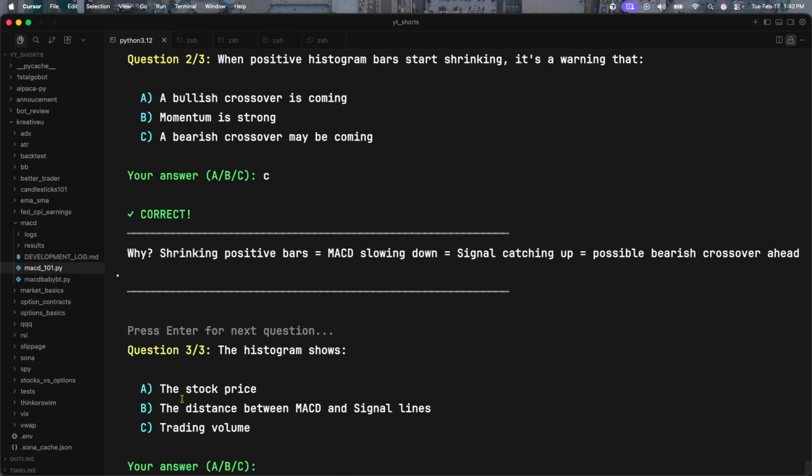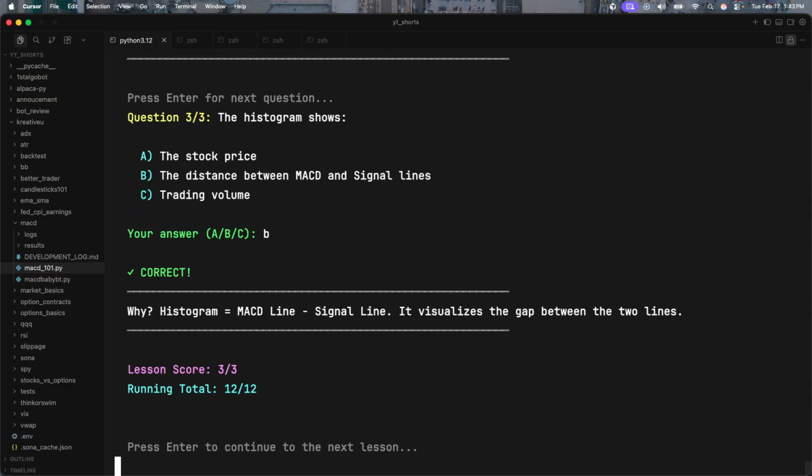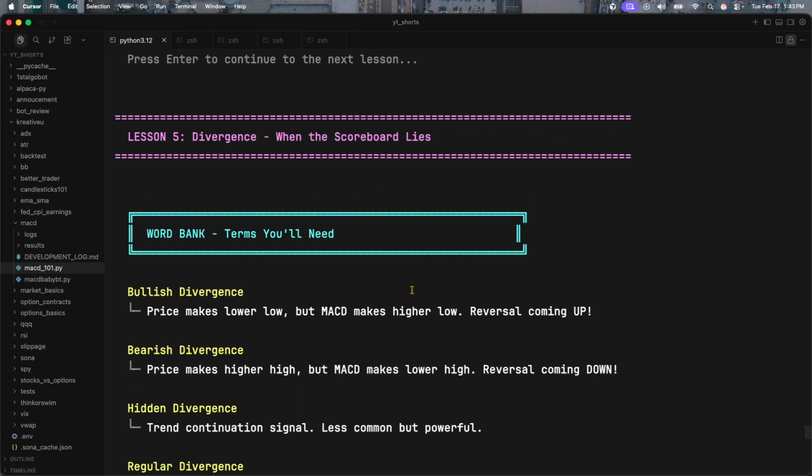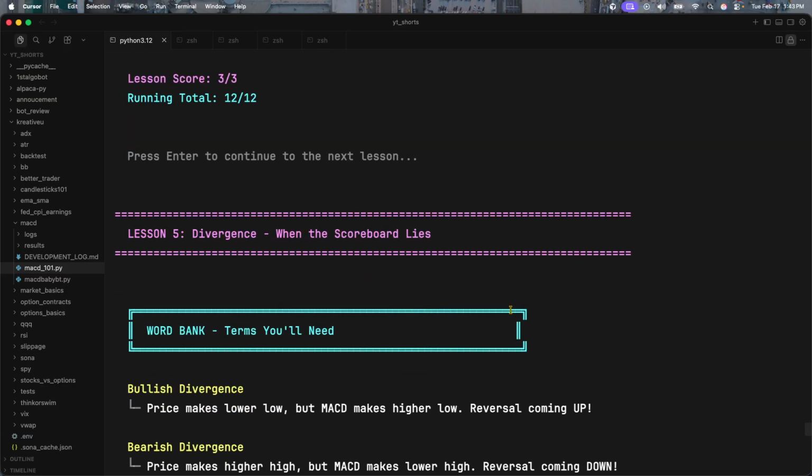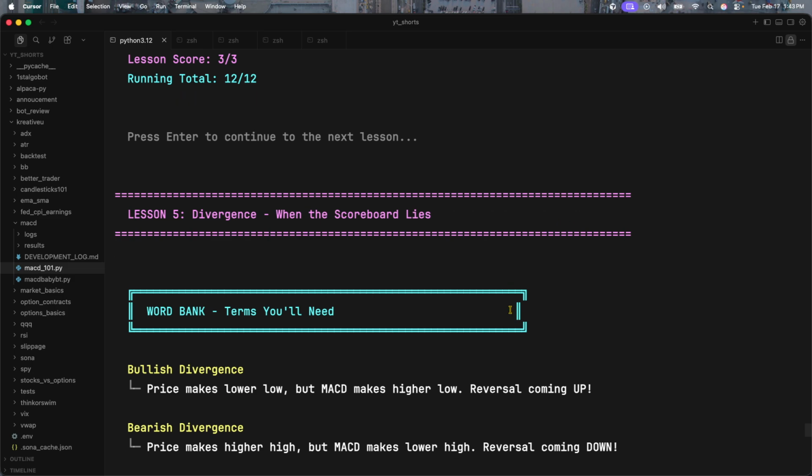Histogram shows us what? The stock price, the distance between MACD and the signal line, or the trading volume? So it is going to be the distance between MACD and the signal. So divergence: when the scoreboard lies, right?